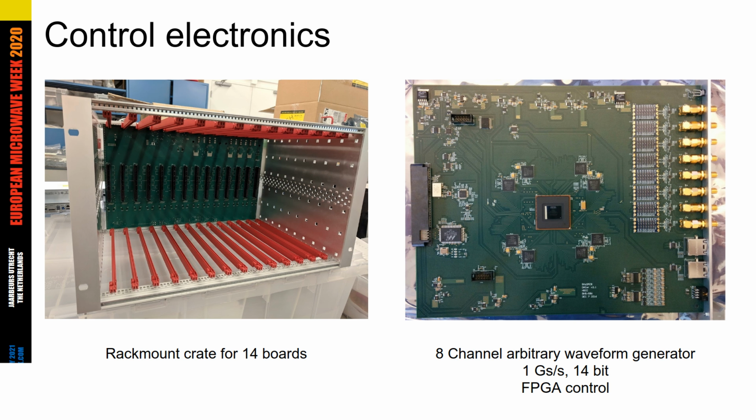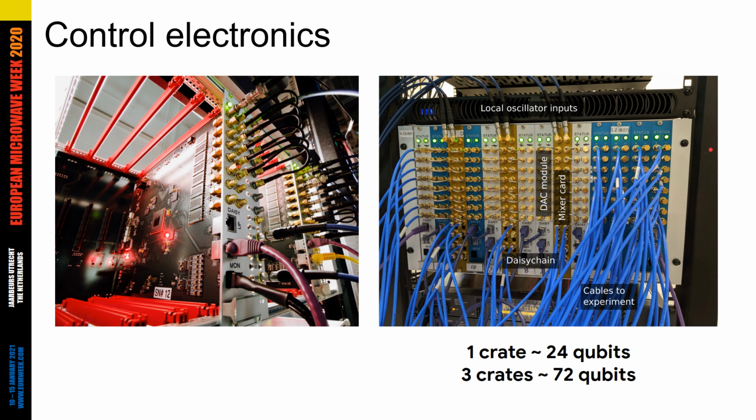Here's a picture of our control electronics. There's a crate with slots for 14 boards, and we have two kinds of boards. I'm showing here the pulse generation board. It's FPGA controlled with 8 gigasample per second 14-bit DACs, and then those DACs go through onboard analog filtering to a front panel from which we take them to the sample.